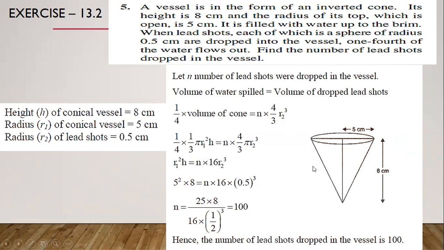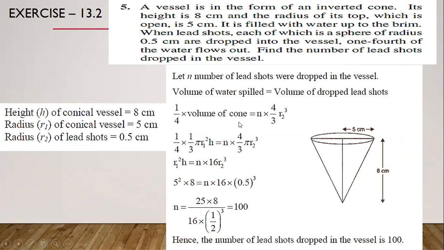Okay, so the number of lead shots is what we have to find. Now let us first describe: height h will be 8 centimeter. The radius of the conical vessel is 5 centimeter. The radius of the lead shots, which are spheres, is 0.5 centimeter. Now, suppose n number of lead shots are dropped inside. The volume of the water spilled, that is the water displaced, will be the same as the volume of the dropped lead shots. How many are dropped? n times the sphere.